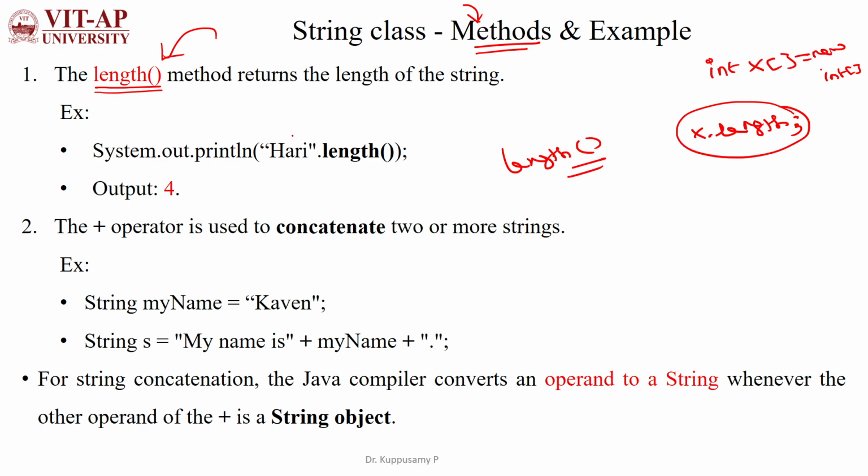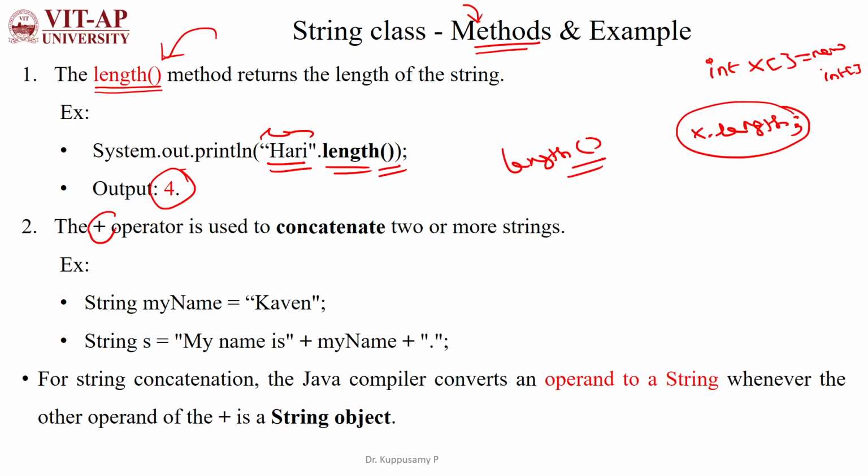So for example, you see I am giving the string inside double quotes. Its length is to be printed, which means I have to use the method, right? Then it will return the length of all the group of characters inside the string, which is 4.